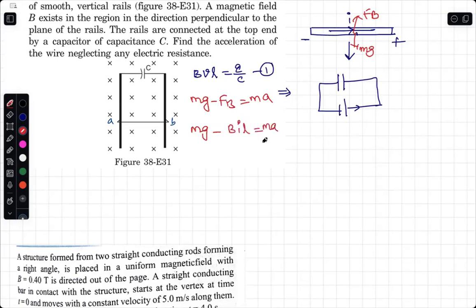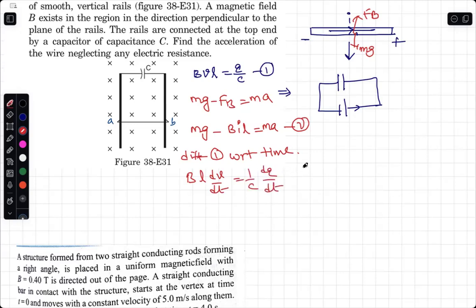is ma. By the way, differentiate equation 1 with respect to time. What you will get? BL dV by dt is 1 by C dq by dt. So wherever I have current, I can write simply dq by dt. Wherever I have current, I can write as BLC dV by dt. Let this be equation 3. Now use 3 in equation 2. Any doubts to this point?